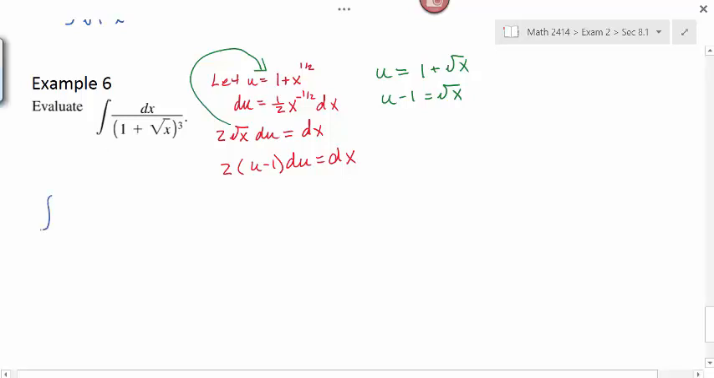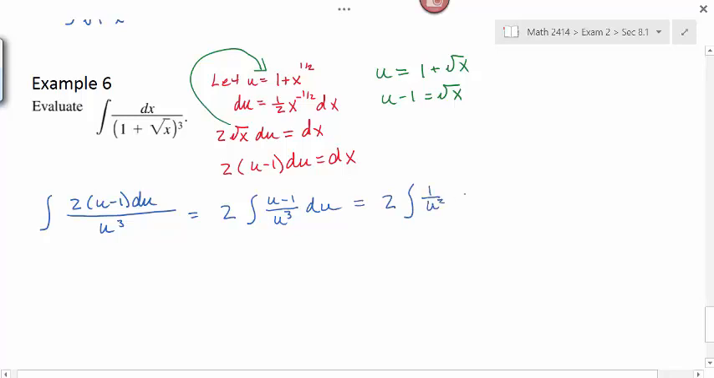Rewriting the problem then, I have the integral of, in place of dx, I'm plugging in 2 times u minus 1 du over u cubed. I can rewrite this then. I can pull the 2 out, and I'm left with the integral of u minus 1 over u cubed du. What did we say to do when we have a single expression in the denominator and two terms in the numerator? Separate it. Let's distribute that. So that gives us 2 integral of 1 over u squared minus 1 over u cubed du.